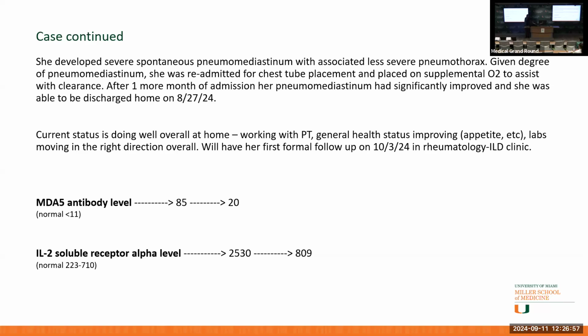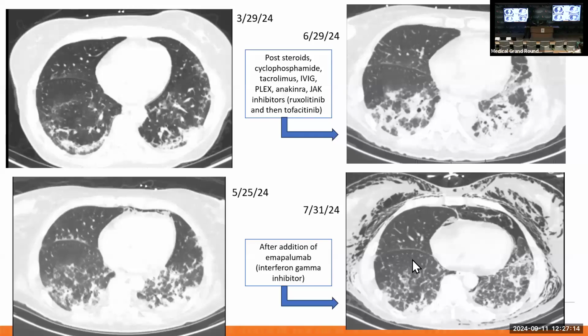She feels better, and her labs in general are improving, both her soluble IL-2 receptor level, which is a marker we use sometimes for things like MAS, and her MDA5 antibody level, which we can sometimes see turn negative and which we think has to do with this pathogenesis.